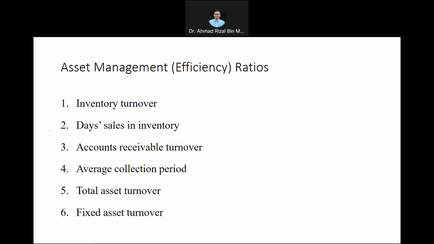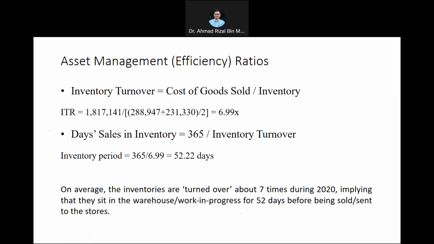Now we go to the asset management or efficiency ratios. There are 6 categories altogether. We start with the inventory and then receivable. Then we look at the turnover ratios, which are total asset and fixed asset turnover. For inventory, we are interested in looking at how efficiently the company is utilizing or processing its inventory before converting it into finished goods and finally selling it off.